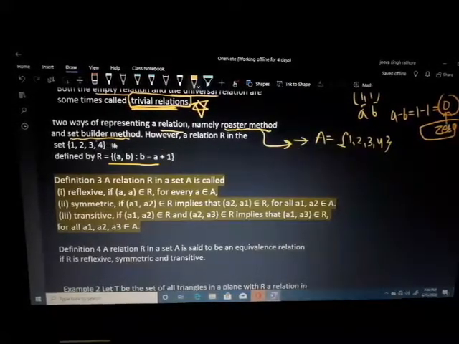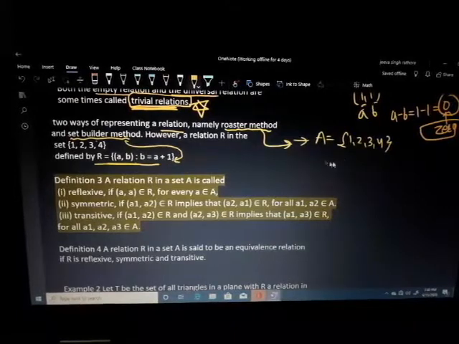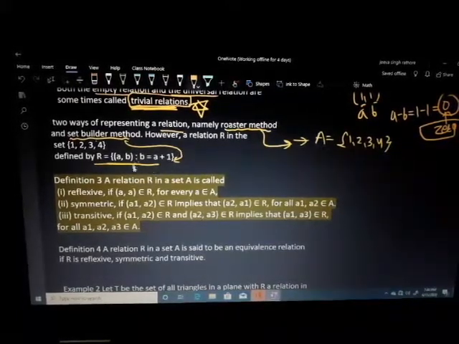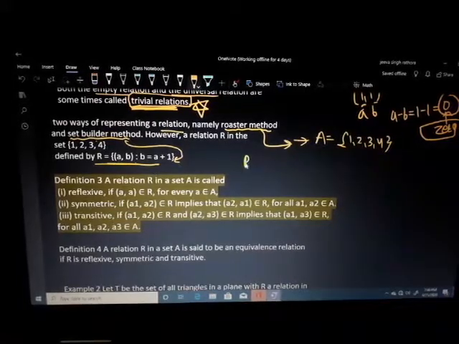We have to convert this relation given in set builder form into roster form. This is the set builder form, and in the roster form you can list all the elements. You find that the condition given there is b equals a plus 1.